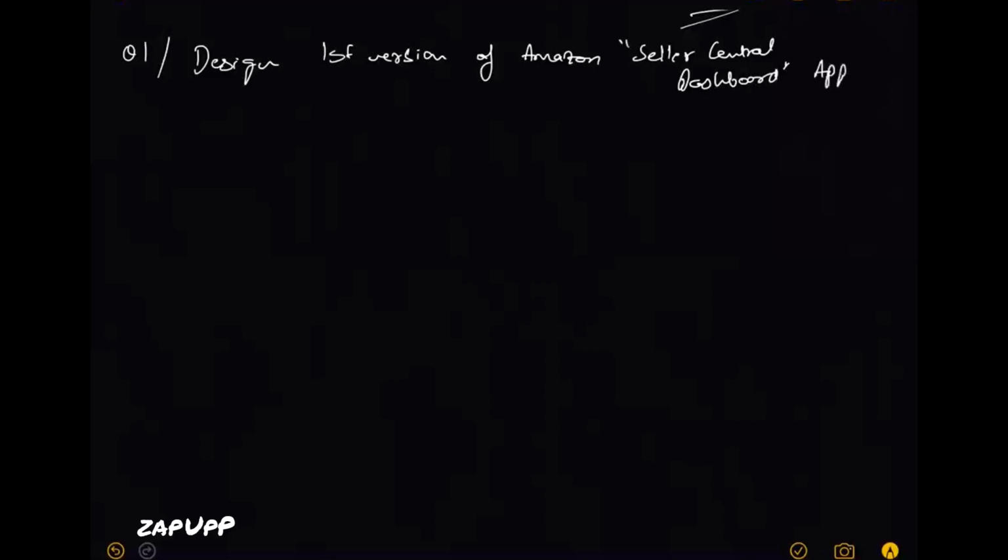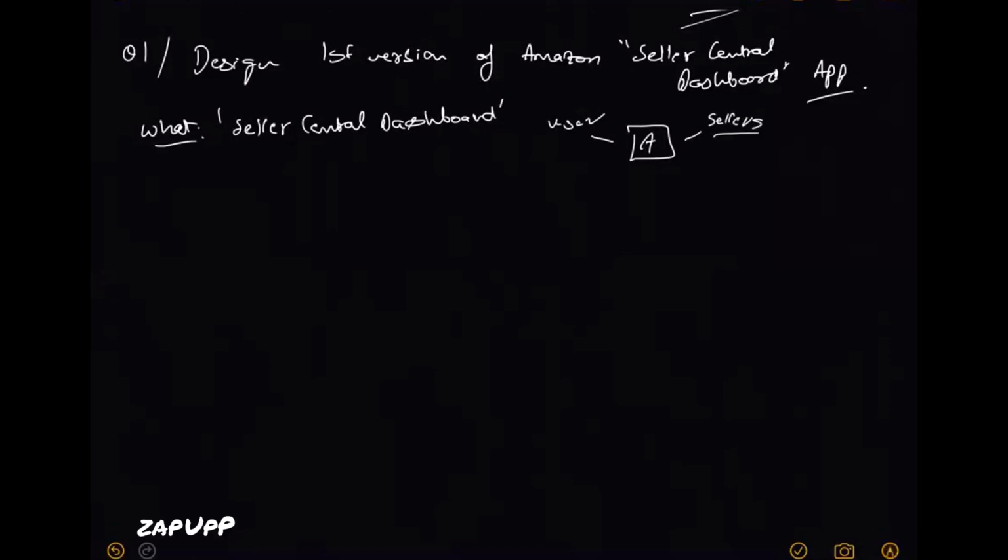We need to design the first version of Amazon Seller Central dashboard app. Okay, so first we start with what is Seller Central dashboard. Amazon is an e-commerce platform where we have users and we have sellers. Now Seller Central dashboard is a portal which is currently available in web format, which helps the sellers to sell on Amazon, which means this web portal helps them with all the things that a seller needs.